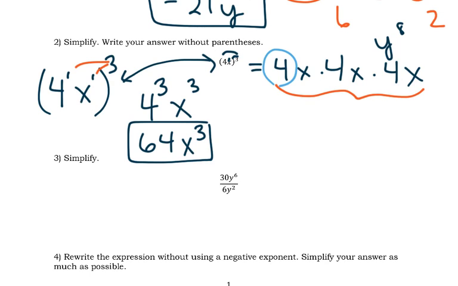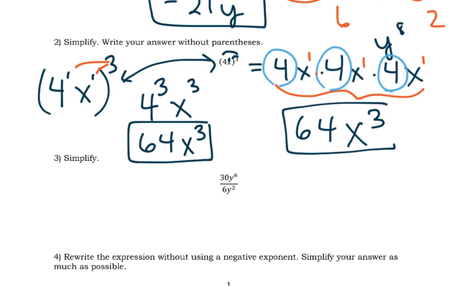If I multiply just the coefficients, 4 times 4 times 4 gives me 64. And again, when you're multiplying variables, you add the exponents. So 1 plus 1 plus 1 gives me x to the third. Hopefully that makes sense. But the power rule basically states that if you have something with an exponent raised to another power, a power to a power, you multiply the exponents.